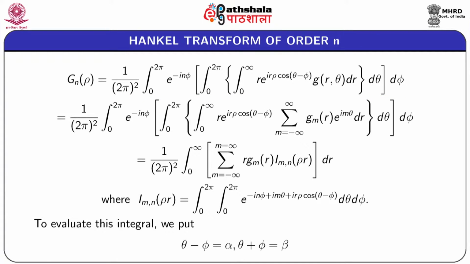Now, in this expression, we substitute instead of small g r theta the expansion for small g r theta, so that we get capital G n rho as 1 by 2 pi whole square integral from 0 to 2 pi e to the power minus I n phi integral from 0 to 2 pi integral from 0 to infinity r e to the power I r rho cos theta minus phi summation m equal to minus infinity to plus infinity g m r e to the power I m theta dr d theta d phi.